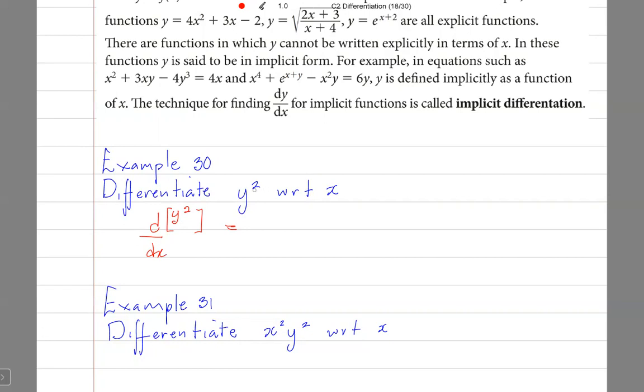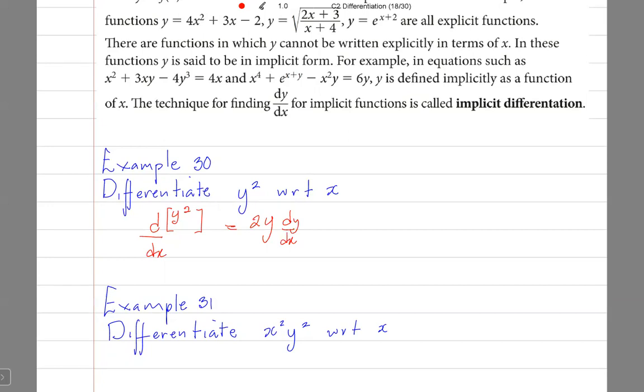So for power differentiation, the power goes to the front. So we have 2y, the power decreases by 1. Then we have to multiply by the differential of the inside function. The inside function is y. When you differentiate y with respect to x, you're going to get dy by dx. So your answer is, when you differentiate y squared with respect to x, the answer is going to be 2y dy by dx. Any questions, any comments?